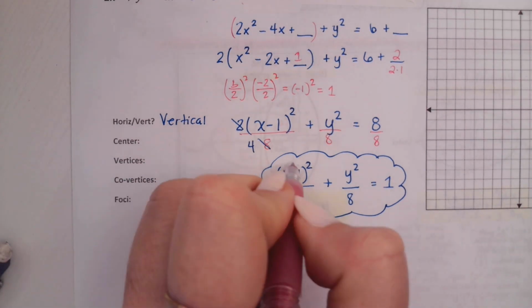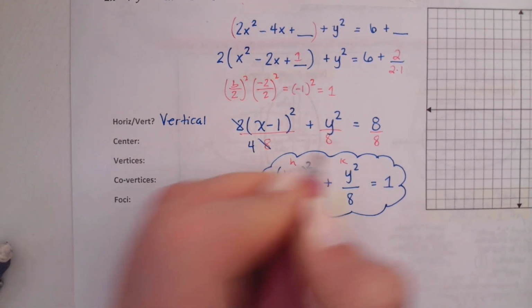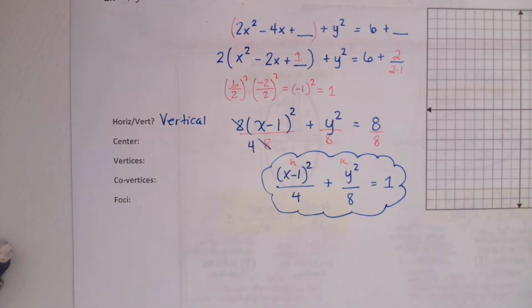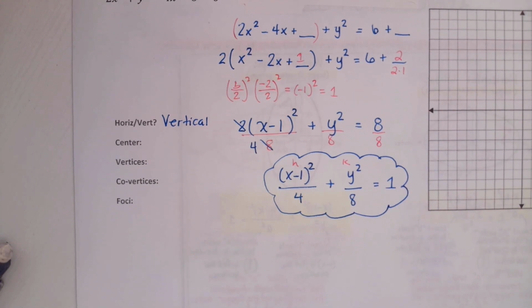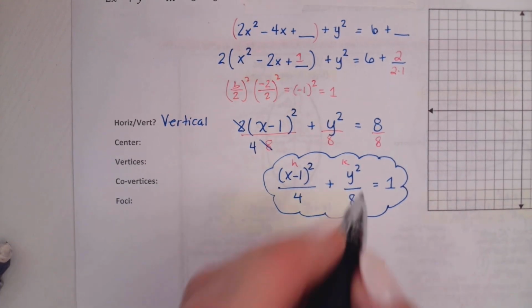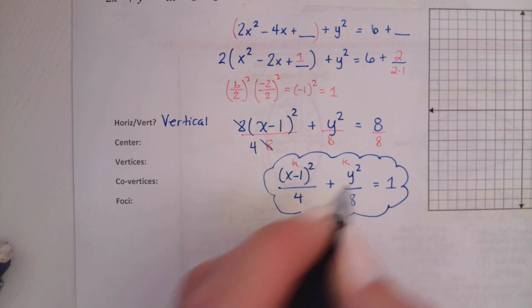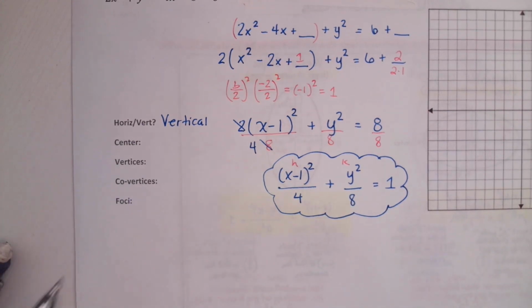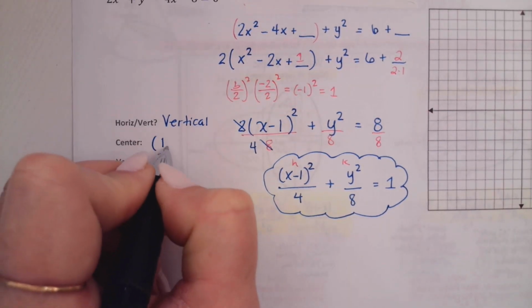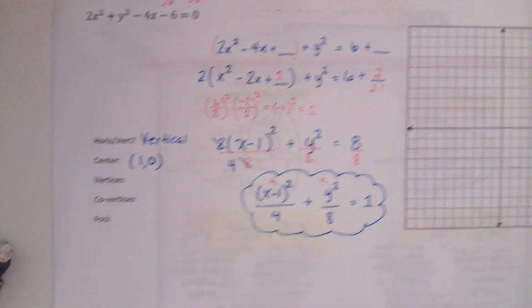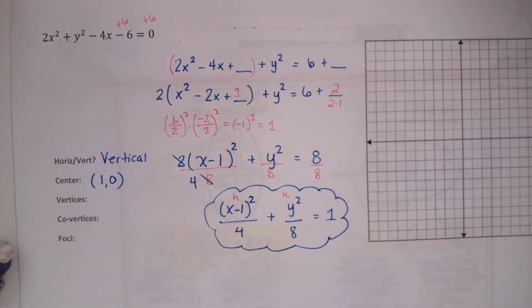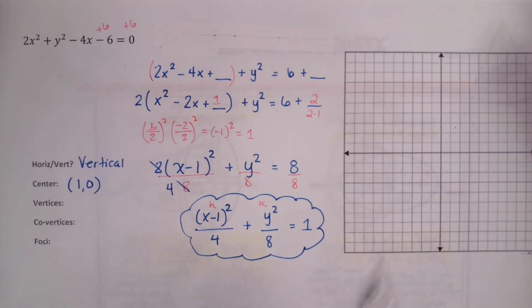My center is at h, k. If I don't see my k number, what is it? No, 0. It's a 0, because technically it would be y minus 0 squared. So my center is going to be at 1, 0. Very good. I'm going to go over to my graph and graph that center at 1, 0.